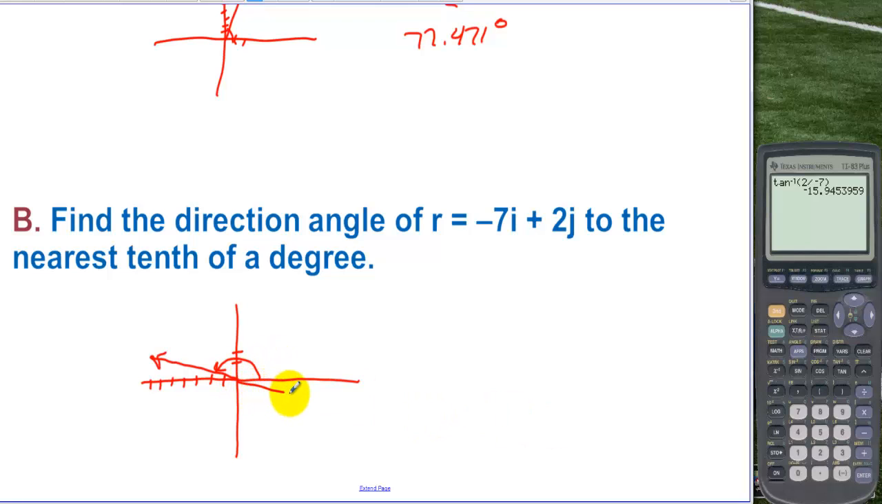So that's actually in the opposite direction. So we got an answer of negative 15 degrees. So in order to find the angle we want, we have to add on 180 degrees. So let's add 180. And the answer is 164.1 degrees.